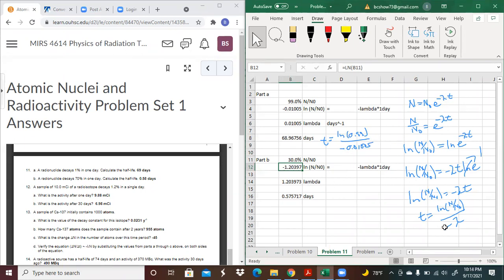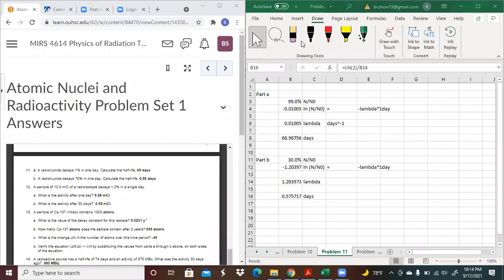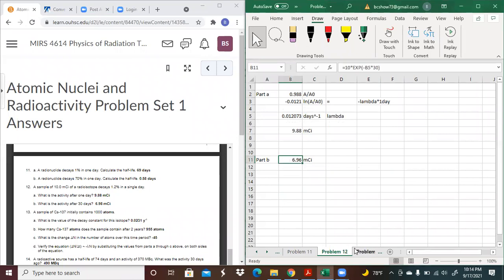Again, using that same process of solving for lambda, I come up with 1.20. And then using this formula, once I figured out lambda, I can solve and I come up with 0.575 or 0.58 days. Okay. Hopefully that's not that confusing. I think you can get it once you sit down and conceptualize that. So let's go on to number 12.